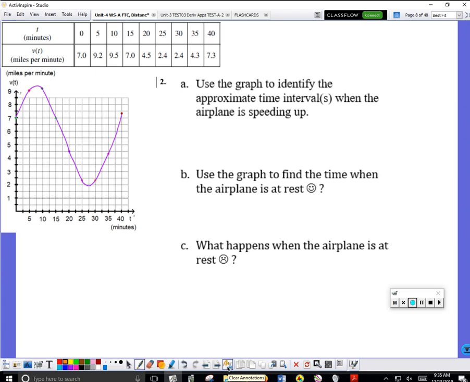The smiley face and frowny face is because I somehow thought I was being clever, and they're kind of stupid questions, but I thought it was funny at the time. No, I'm not sure it's very funny, but whatever.